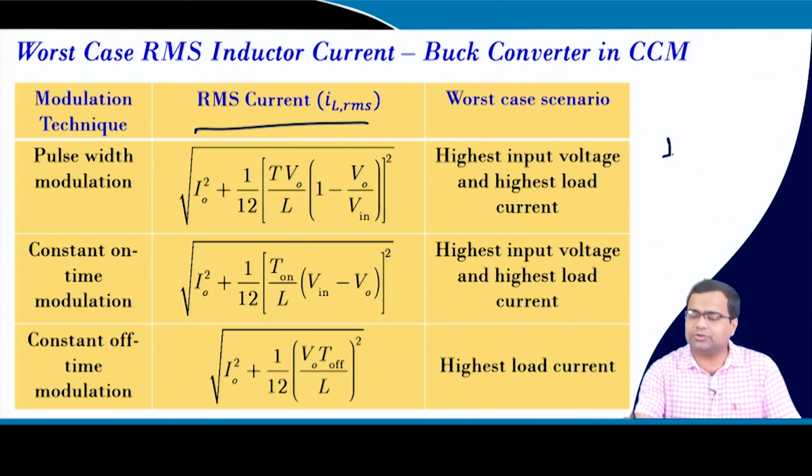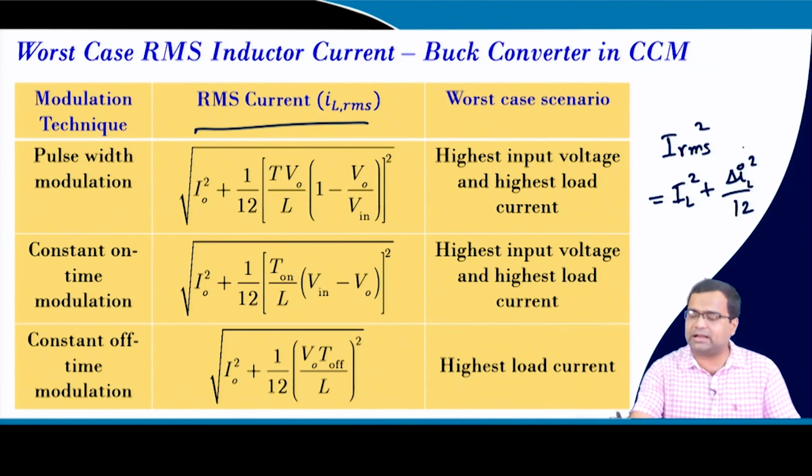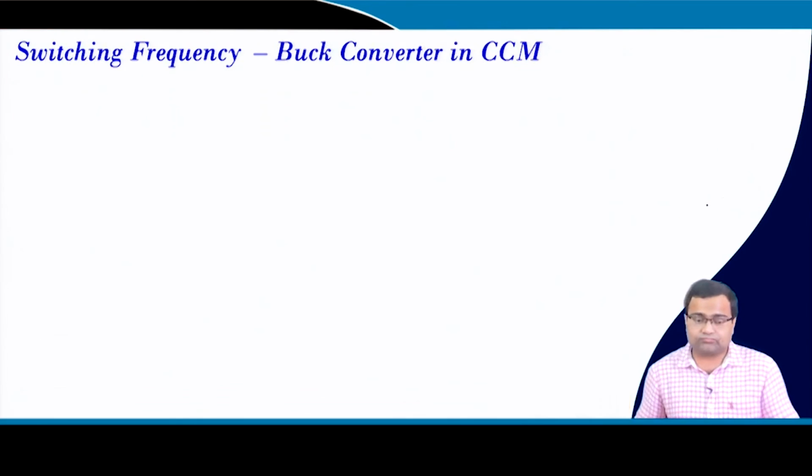Okay. So, worst case RMS current, this is consistent with the inductor current, because the RMS current expression is nothing but I average for any waveform times delta IL square by 12, that we have discussed. So, if the ripple current increases, if the delta I is constant, then RMS current will also increase.